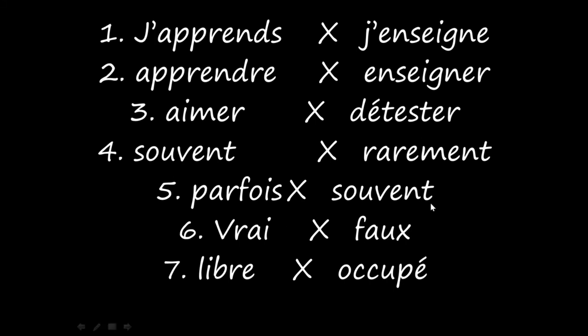So parfois, souvent, vrai, faux. Right? Vrai, faux. We saw this long ago. Vrai, faux, true, false. Libre, occupé. So libre is free, occupé is busy, occupied. Often it will be conjugated with the verb être. And libre doesn't mean free of cost. It means free time. Je suis libre, tu es libre. So I'm free, you are free. That way, je suis occupé, tu es occupé. So libre means free. Occupé means occupied or busy.